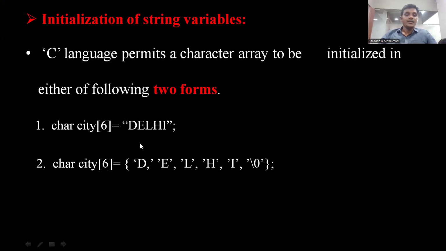The next point is that we can assign or initialize the values directly by using double quotes, in that format. Otherwise, we can assign character by character to the corresponding array. Character by character is also possible, but in this case we also have to include the null character. So all strings in the C language end with a null character, \0.